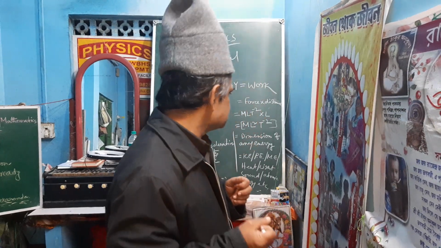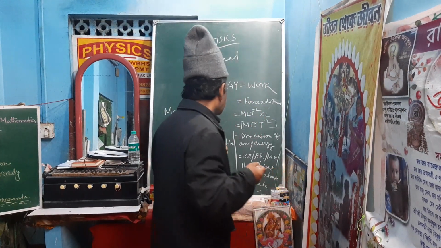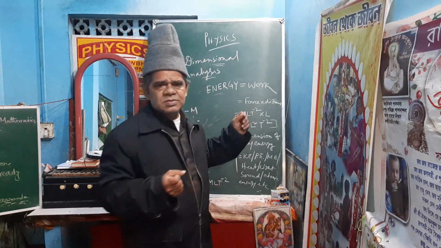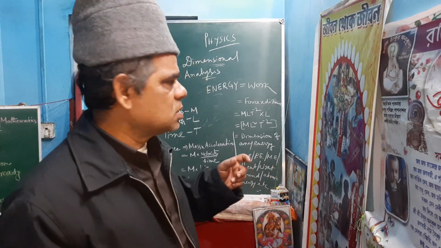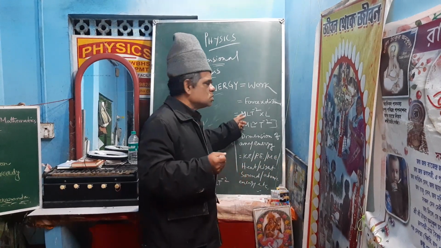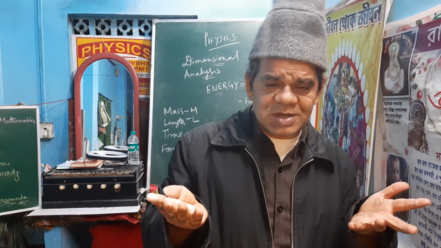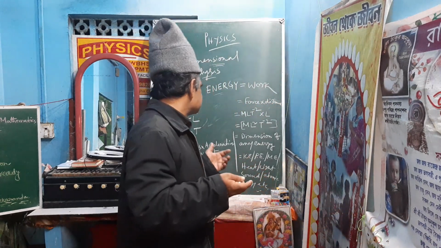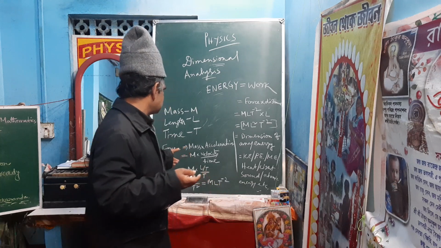Now, we know the dimension of force is mLT minus 2. How is it? We have to understand about mLT minus 2. So according to Newton's law, we know force is equal to mass into acceleration. Very simple. You just think it lightly, casually. Don't make simple things complex. Your duty is to make complex things simple. So Newton's law is very simple. That is, force is equal to mass into acceleration.